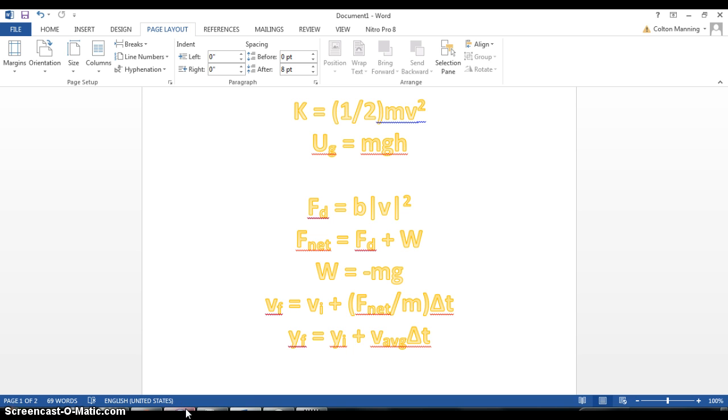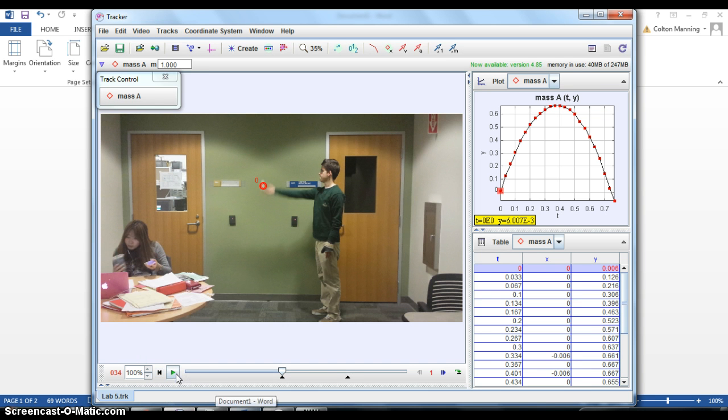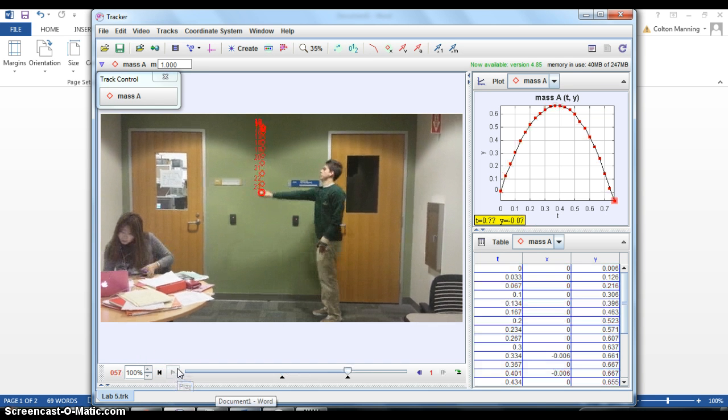So when we go to my tracker video, we watch as the golf ball goes up in the air. It starts out with an initial velocity of 3.636 meters per second, calculated by finding the change in position over the change in time. And we see that as it approaches almost 0.65 meters in the air, it reaches a speed of about 0 and falls back down to my hand.